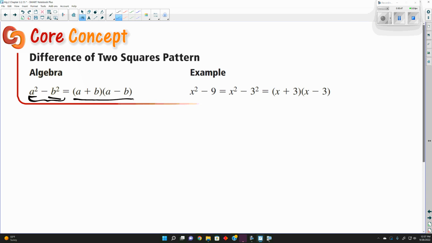So if we looked at an example of this here, it'd be like x squared minus 9. Where the x squared is x times x. That's where we have that there. Now, 9 is 3 times 3, or 3 squared. So we could rewrite it as x plus 3 times x minus 3.